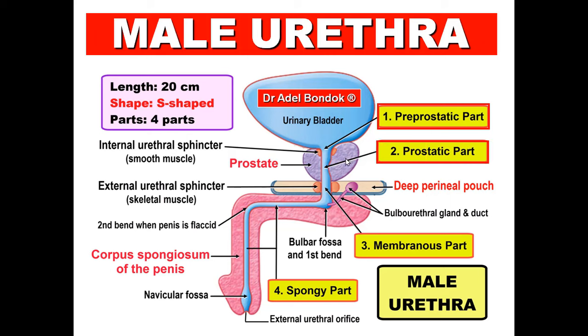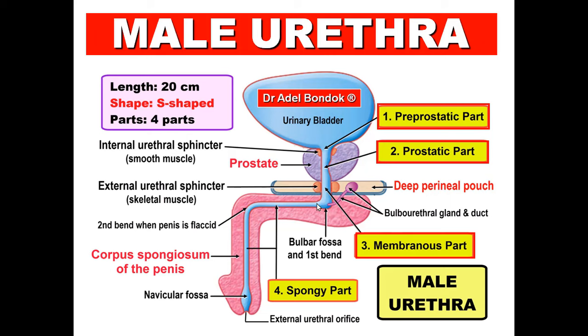Second part is the prostatic part. This is the prostatic part of the urethra. It is the widest part. It lies inside the prostate gland. It receives the opening of the ejaculatory ducts and the prostatic utricle. And this is the third part, the membranous part. This membranous part lies in the deep perineal pouch and it is surrounded by the external urethral sphincter.